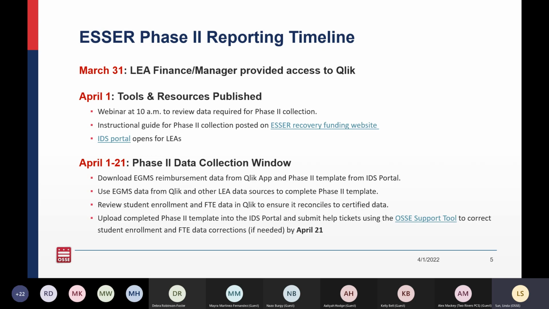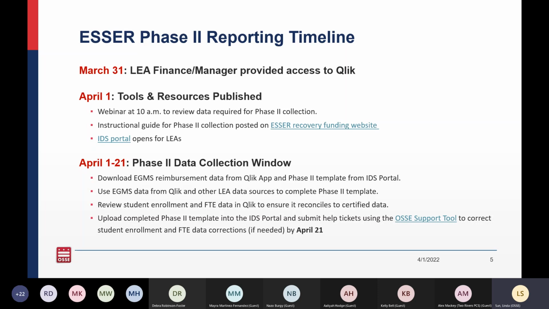You'll also need to review some student enrollment FTE data. This is stuff we already have on file here at OSSE. We just want you to take a quick look to make sure we didn't mess anything up or pull the wrong numbers on accident. And then lastly, just submitting the template into the IDS portal, and then if there are any errors with the student enrollment or FTE data, making sure that you let us know to fix that.